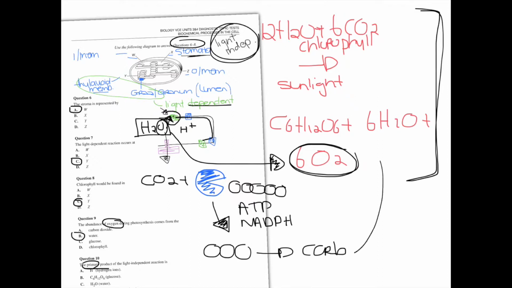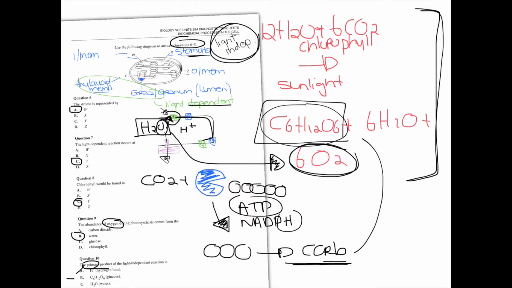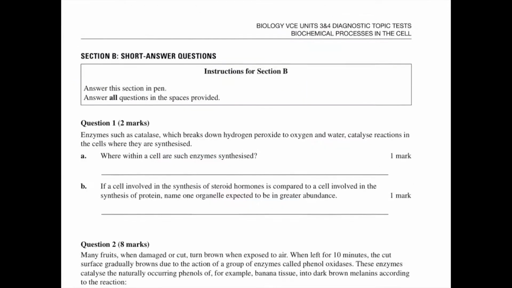Most of the time we see it as glucose. Okay, so primary product of the light-independent reaction is hydrogen ions. Well, no, we needed those hydrogen ions in order to make the carbohydrates. So no. Glucose. It is one of the main products, so we'll keep that in mind. Water. No, because some of the oxygen that's used turns into water, but it's not the primary one. And ATP, we use that in order to make the carbohydrates. So the answer here is B. Beautiful. Doing well for time.